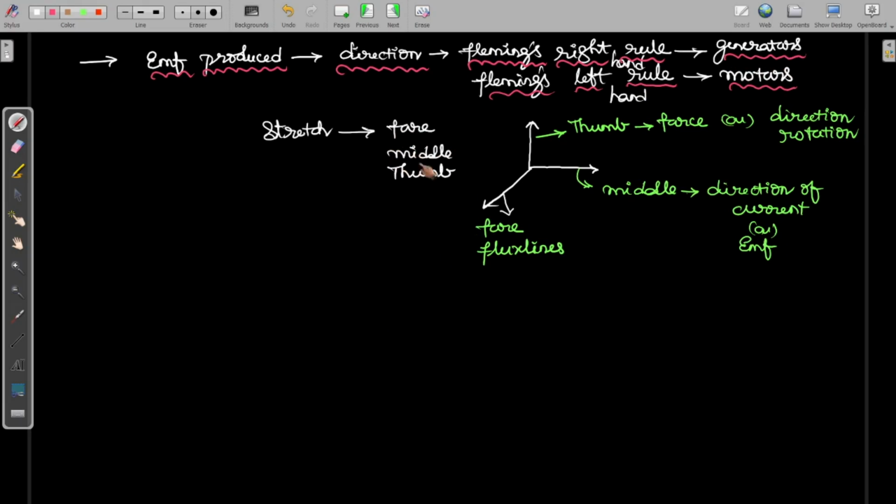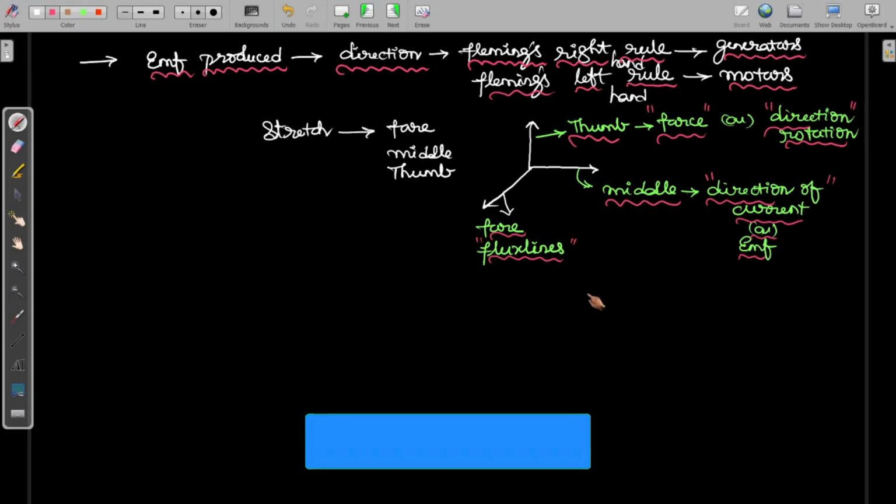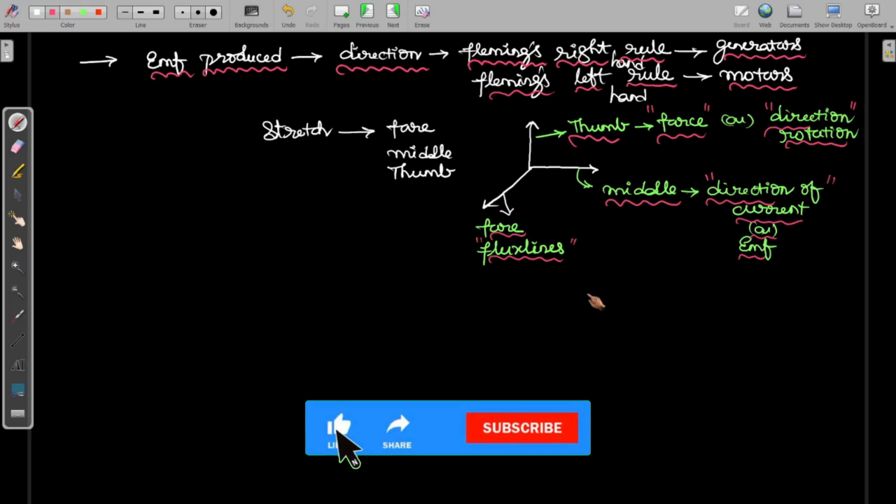In Fleming's right hand rule, the thumb indicates the force or the direction of rotation, the middle finger indicates the direction of current or EMF, and the forefinger always indicates the flux lines. With these basics, we can understand the meaning of the generator and the meaning of the motor, and the basic difference between them.